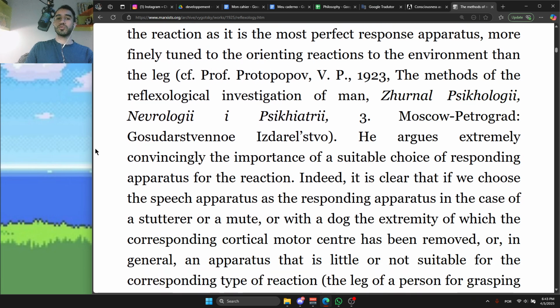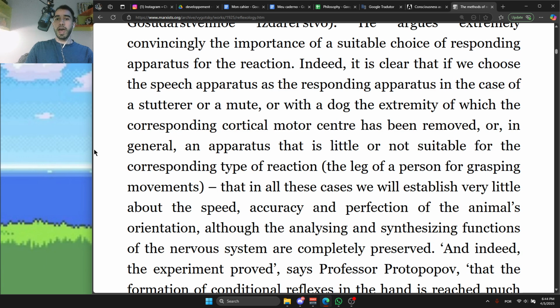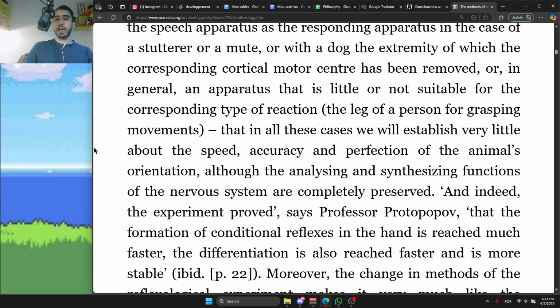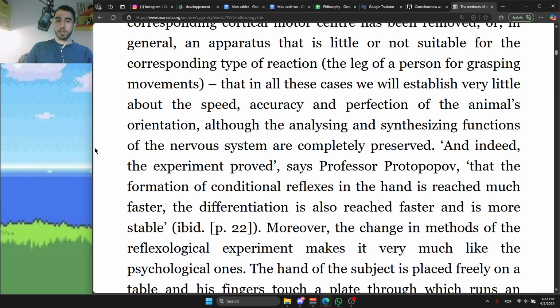He argues, extremely convincingly, the importance of a suitable choice of responding apparatus for the reaction. Indeed, it is clear that if we choose the speech apparatus as a responding apparatus in the case of a stutterer or a mute, or if a dog, the extremity of which the corresponding cortical motor center has been removed, or in general, an apparatus that is little or not suitable for the corresponding type of reaction, the leg of a person for grasping movements, in all these cases we will establish very little about the speed, accuracy, and the perfection of the animal's orientation.